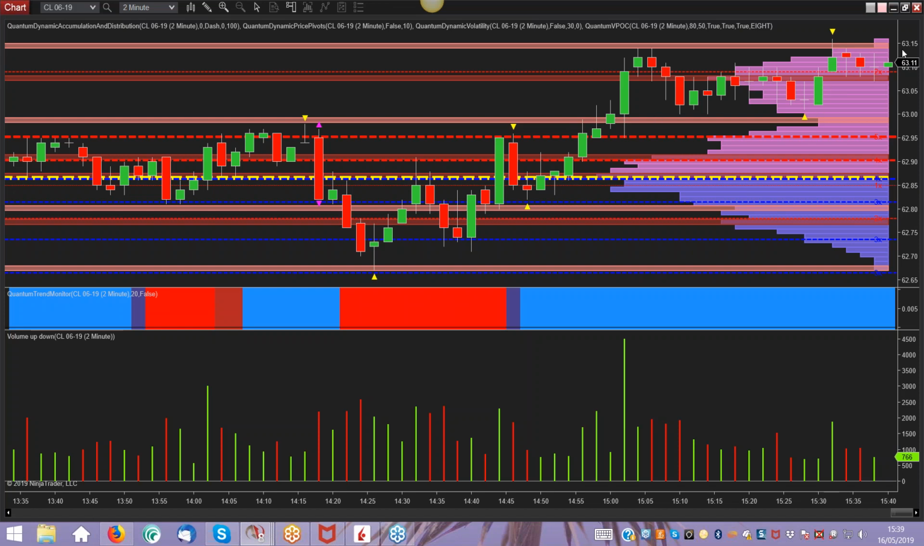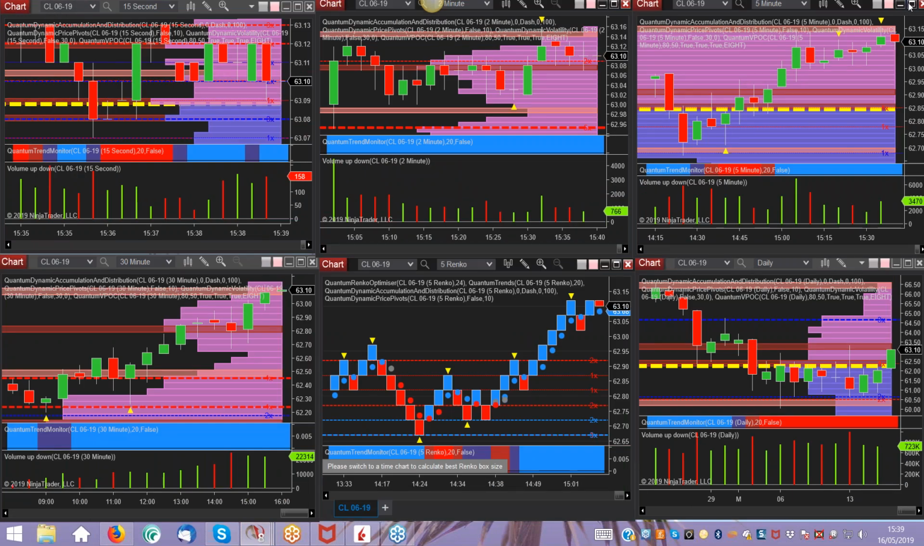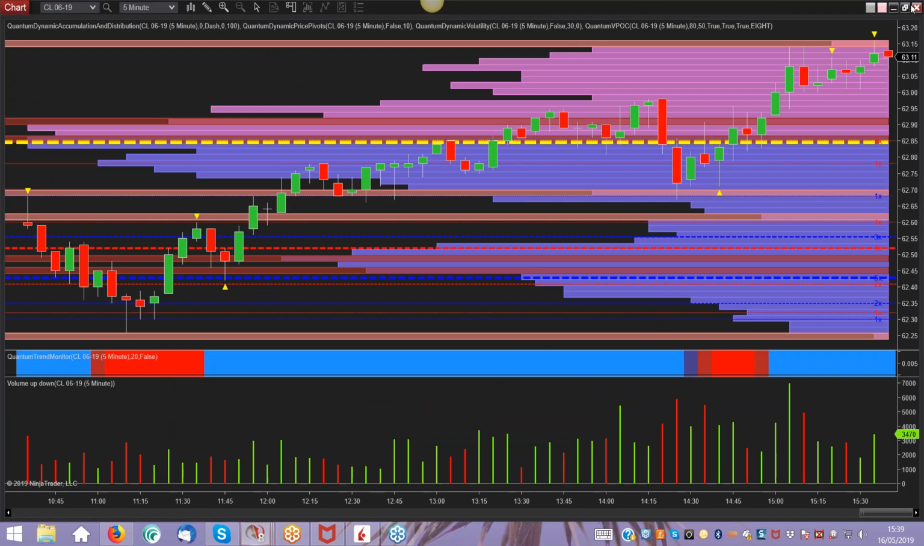In terms of the floor, let me just move the chat box out of the way, there we go. The floor is around 63 and the ceiling is around 63.15 in terms of the 2-minute chart. Just have a quick look at the 5-minute. Pop that up full size for you, there we go.